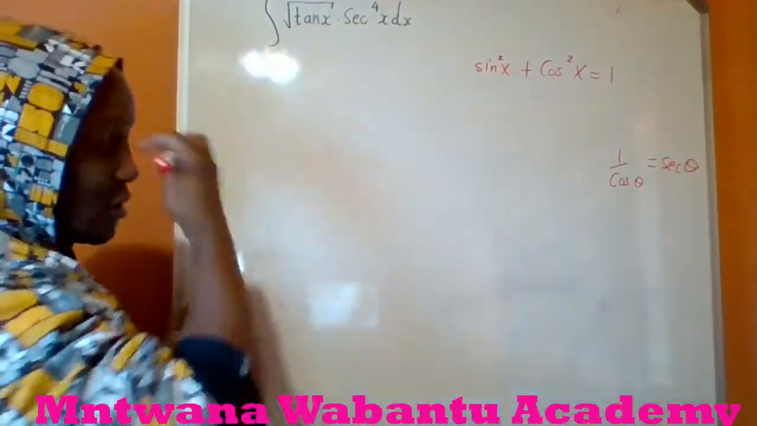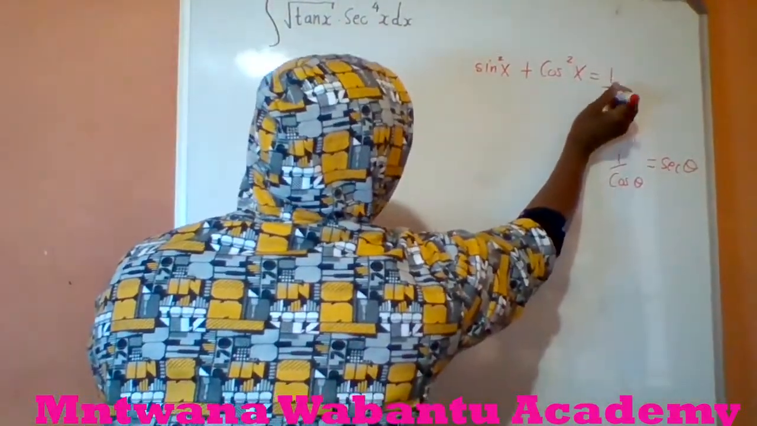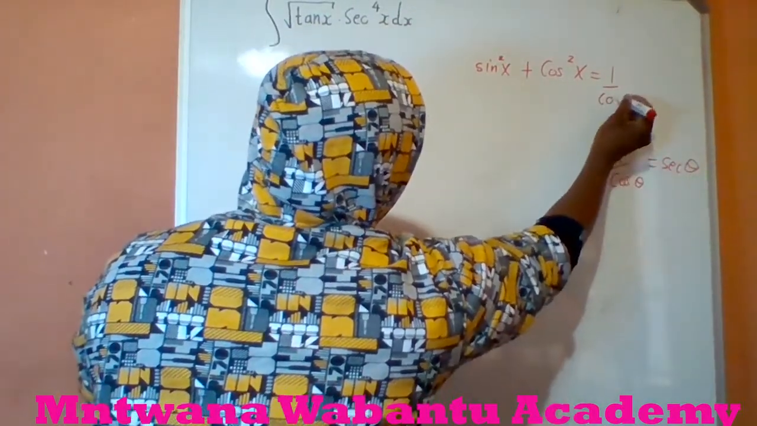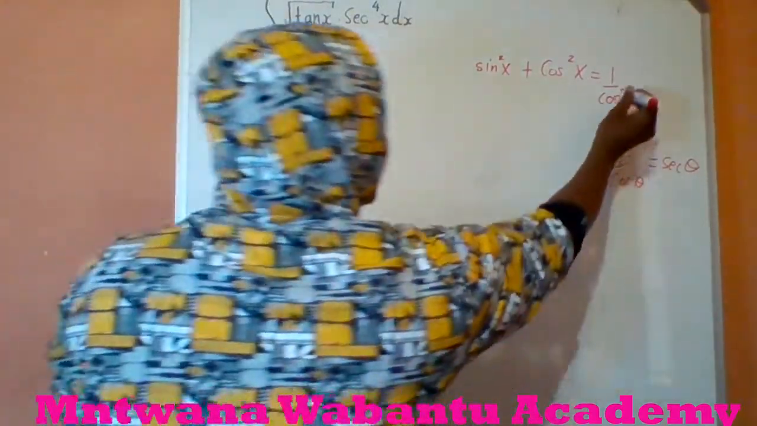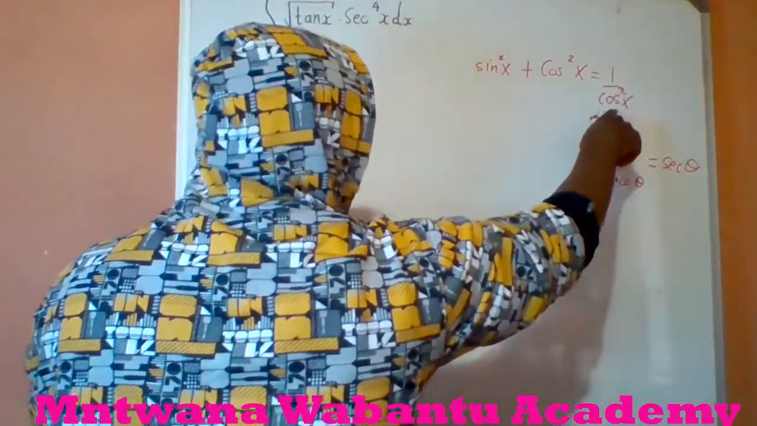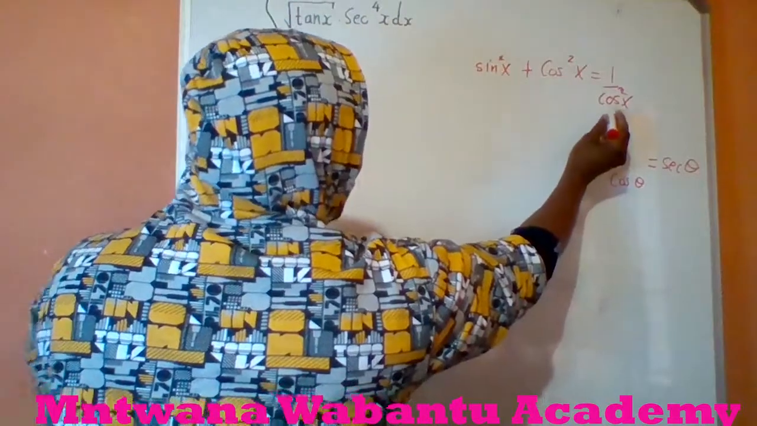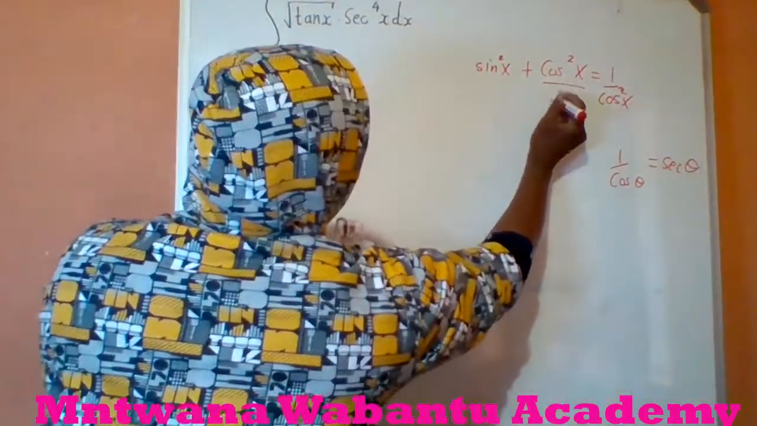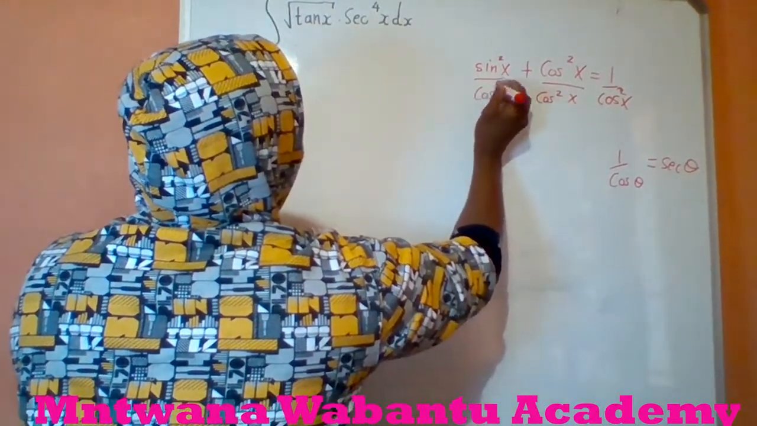Now since I want to get sec, it means I'm going to say, okay, if I divide by cos of which angle? Cos square x, because 1 over cos square is going to give me sec square. But whenever you divide here, you have to divide throughout. So that means I'm going to divide by cos square also here, and here I'll do the same thing, cos square of the angle.